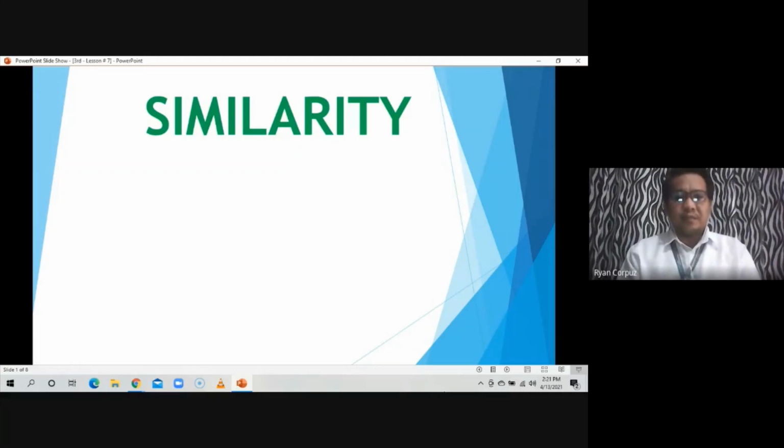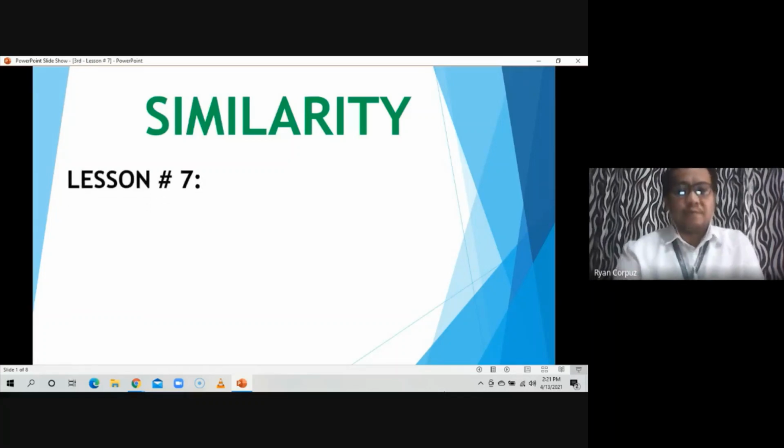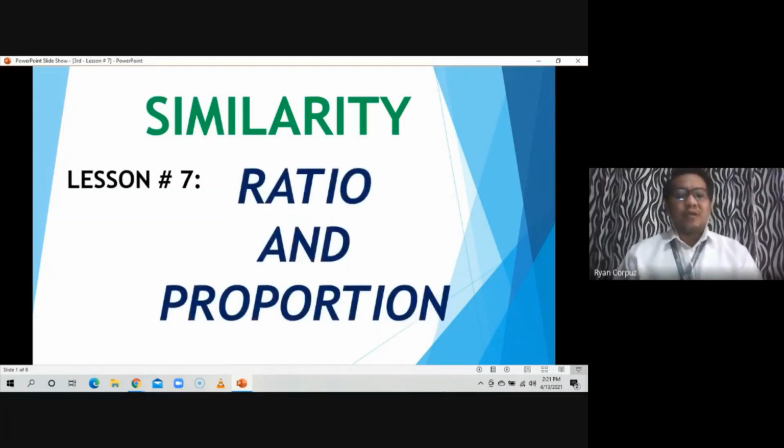So ano ba yung next lesson natin, which is basically now our lesson number 7. So lesson number 7 natin, in preparation for us to understand on how are we going to answer the different examples that we are going to encounter in this chapter, we are going to discuss first as lesson number 7, na tinatawag nating ratio and proportion.